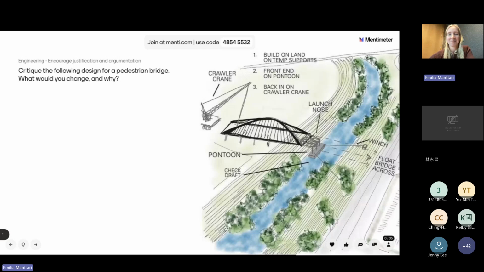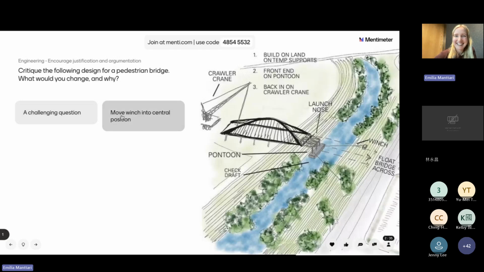And if not, another thing that I would love for you to do is what kind of a question like this would you ask when you're teaching? A challenging question. That's okay. So yeah, here is an example of a question that you could ask. Okay, here we have one brave soul. So move winch into central position. Love that. Very brave. Thank you. Move the position of the bridge.